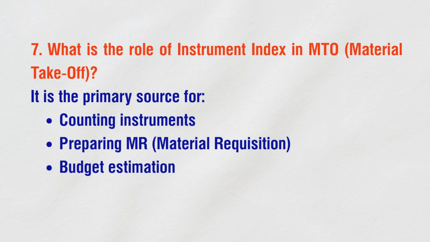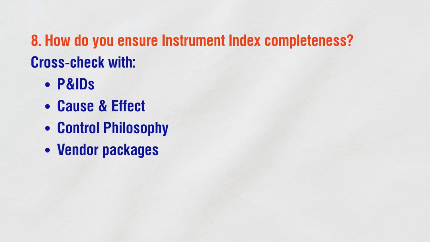What is the role of instrument index in MTO, material takeoff? It is the primary source for counting instruments, preparing MR, material requisition, budget estimation. How do you ensure instrument index completeness? Cross-check with P&IDs, cause and effect, control philosophy, vendor packages.